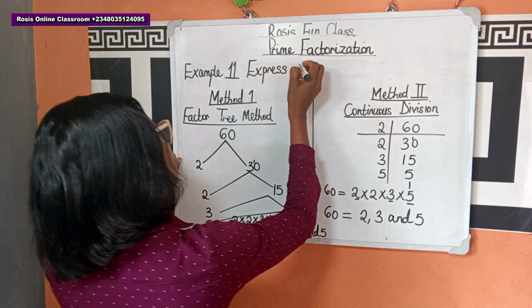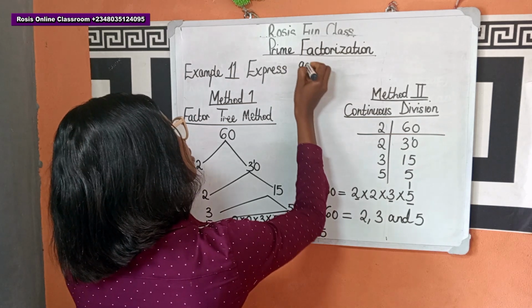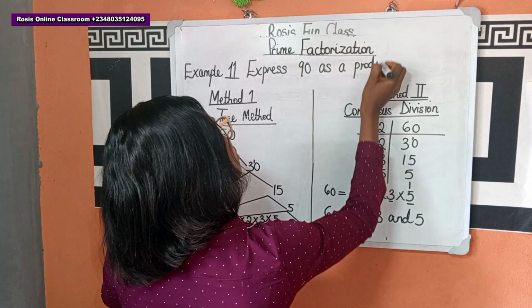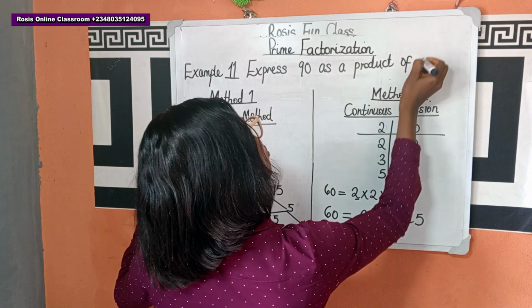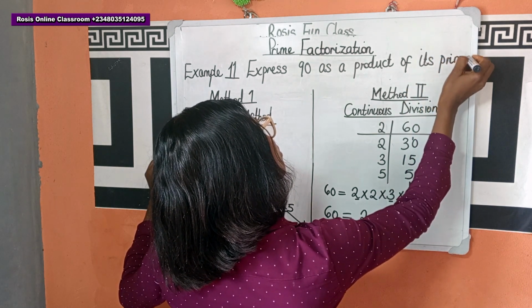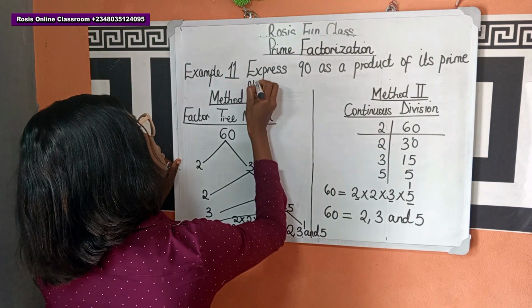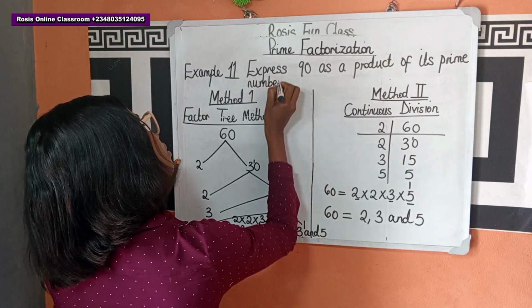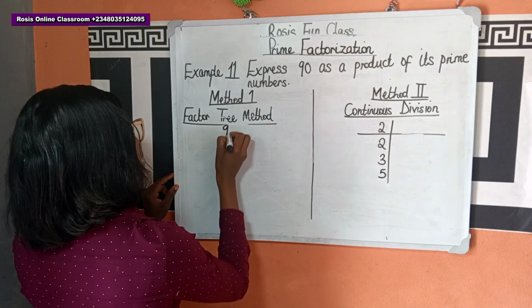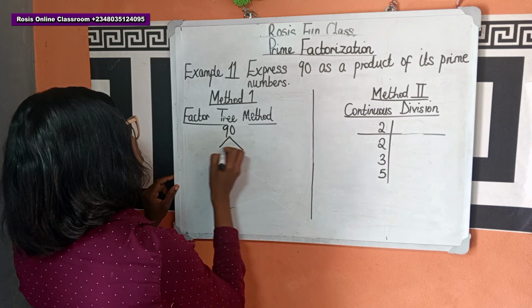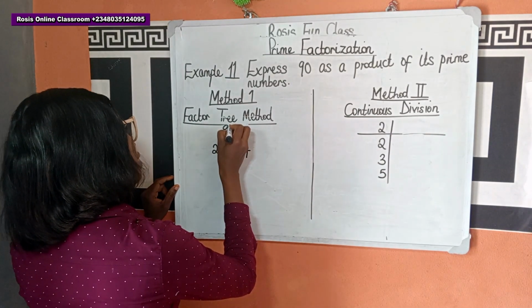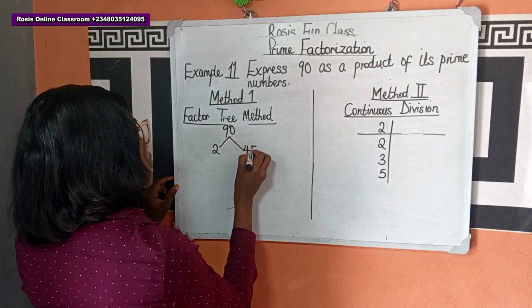Express 90 as a product of its prime numbers. Now, going over to 90, 2 into 9 gives us 4, remainder 1. 2 into 10 gives us 5.